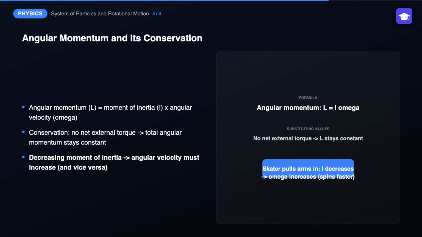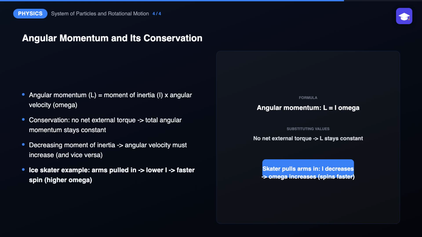This precise, elegant relationship is beautifully and directly demonstrated by a spinning ice skater. When the skater deliberately pulls their extended arms and legs in close toward their body's central rotation axis, they significantly decrease their own moment of inertia, since their mass is now distributed much closer to the axis, and consequently, to conserve angular momentum, their angular velocity dramatically increases, causing them to spin noticeably faster, and conversely, extending their arms back outward again increases moment of inertia and correspondingly slows their spin rate back down.